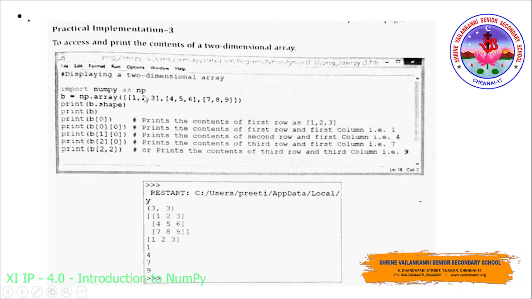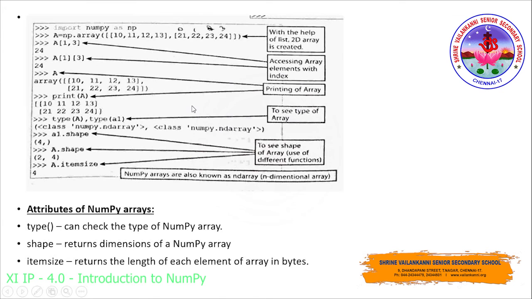See here. Import numpy as np as usual to display a two-dimensional array. So here they have passed multiple lists to the array method, and they have assigned it to the variable b. Now if I give b dot shape, I have used an attribute here. What will happen? It will return the dimensions of the numpy array. Dimensions in the sense how many rows and how many columns you have in an array. That will be returned, I have told you.